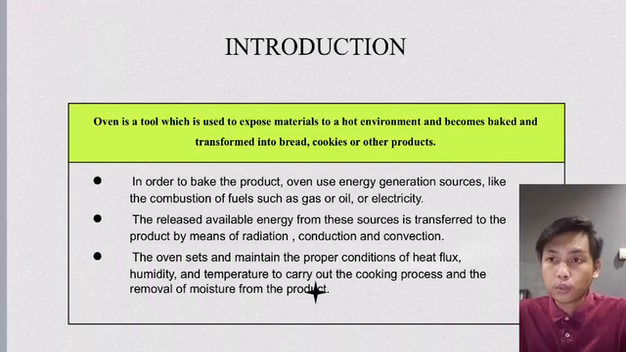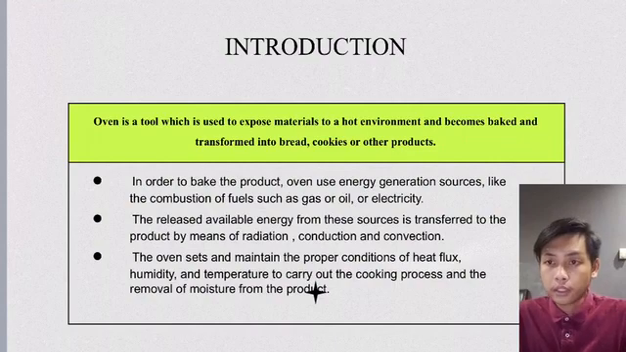An oven is a tool which is used to expose material to a hot environment so it becomes baked and transforms into bread, cookies or other products. First, in order to bake the product, the oven uses an energy generation source like the combustion of fuels such as gas or oil, or electricity.